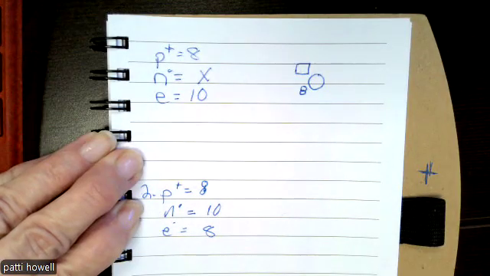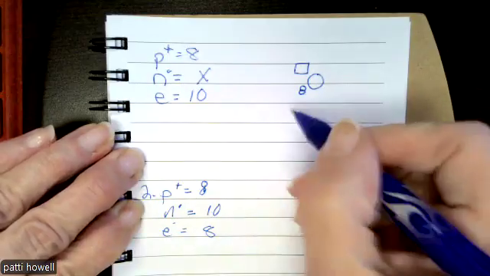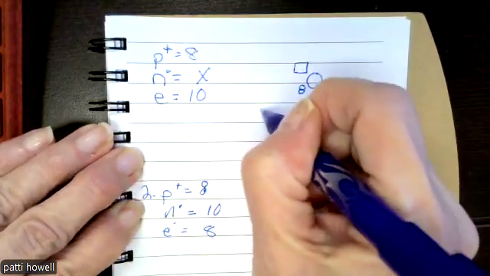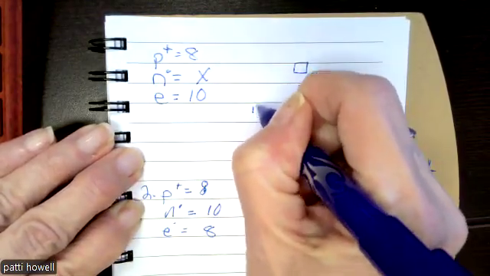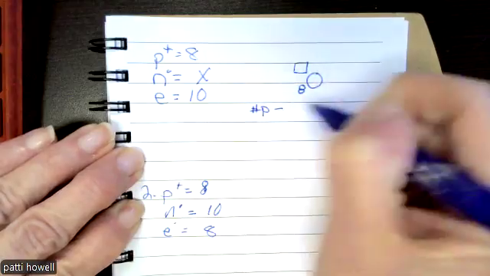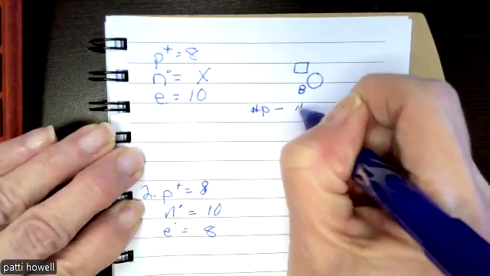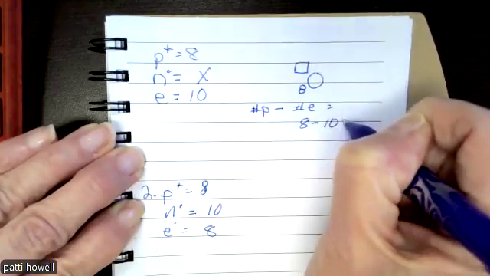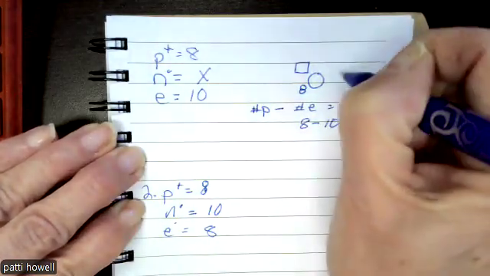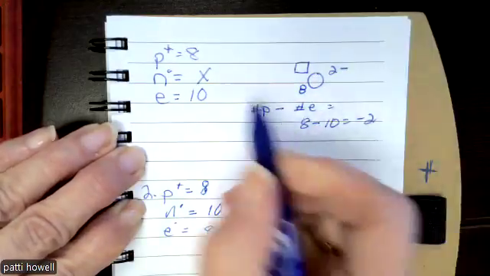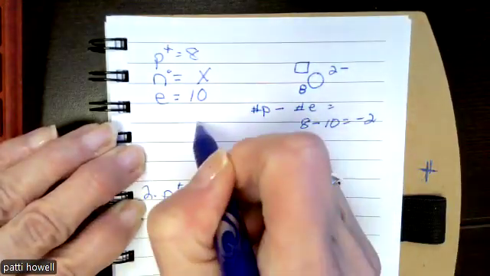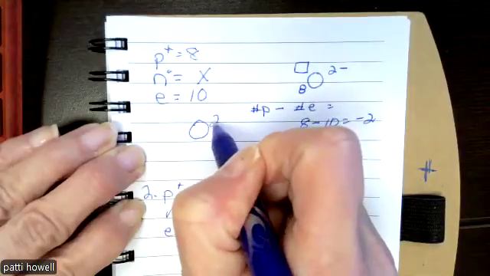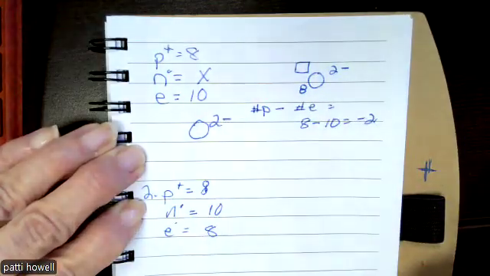I can only put the charge. The charge is going to be the number of protons minus the number of electrons. And so that is 8 minus 10, which is going to be a -2. All right. So the way that you would write the symbol is oxygen with a -2 charge.